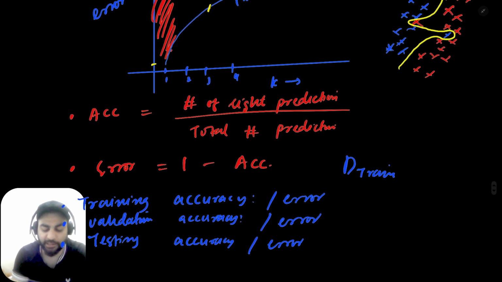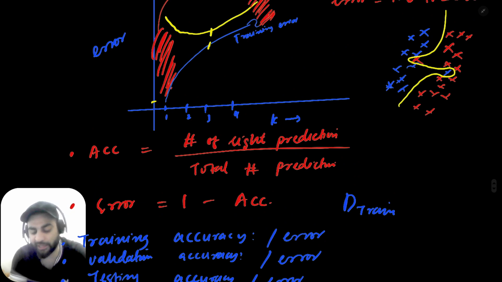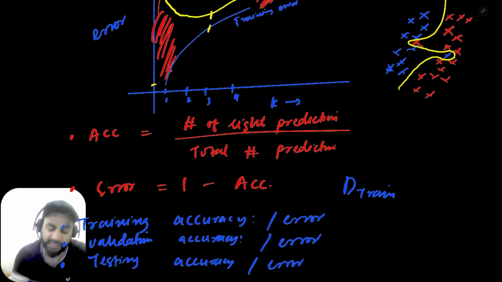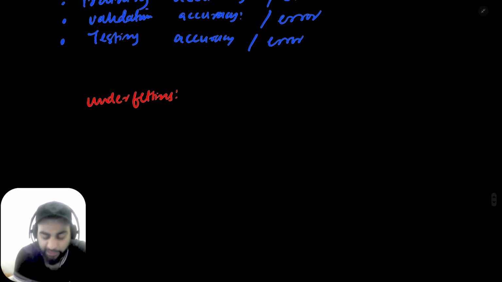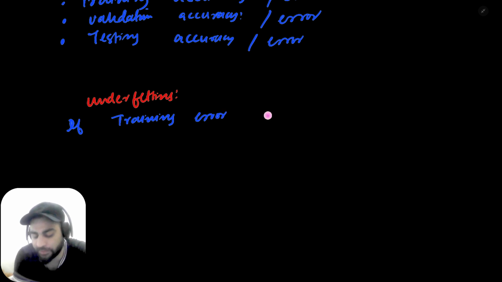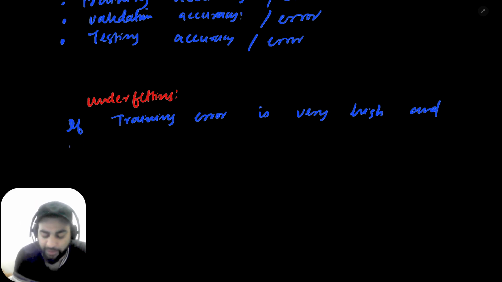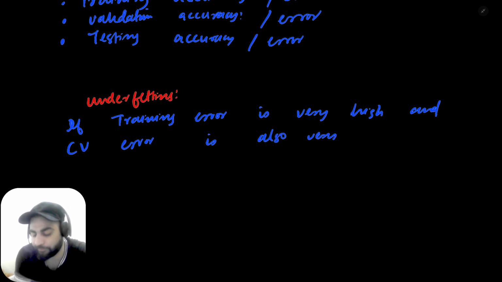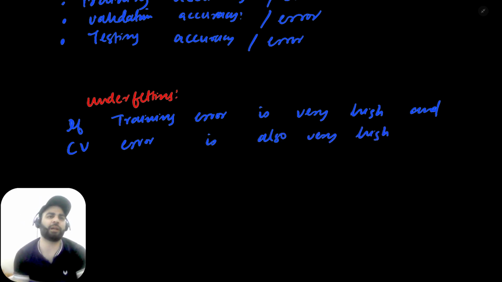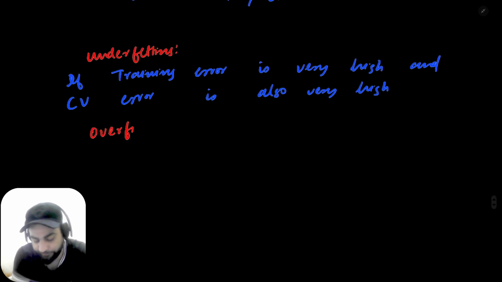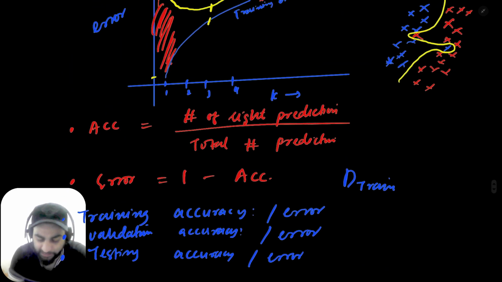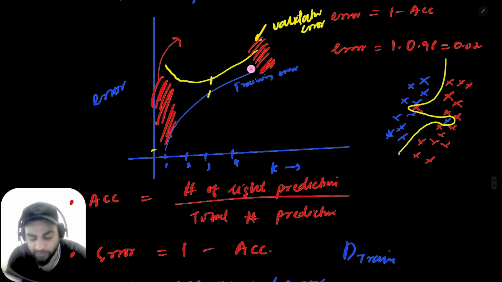If you see this training error, it's really high, because the model is not doing anything. And the test error, the cross validation error, is also high. If the training error is very high, and the validation or cross validation error is also very high, that means our model is basically not doing anything, it is just giving some answer. Overfitting, we'll say, happens in another portion. In this portion we got underfitting.